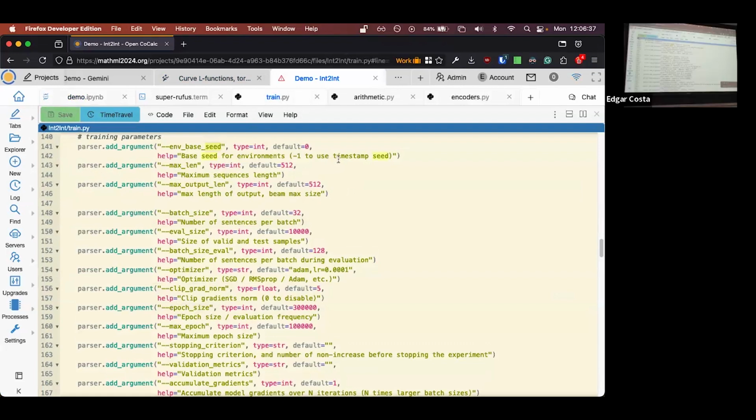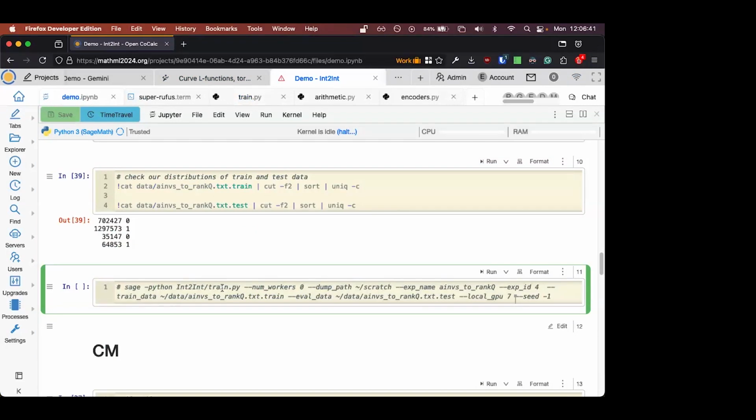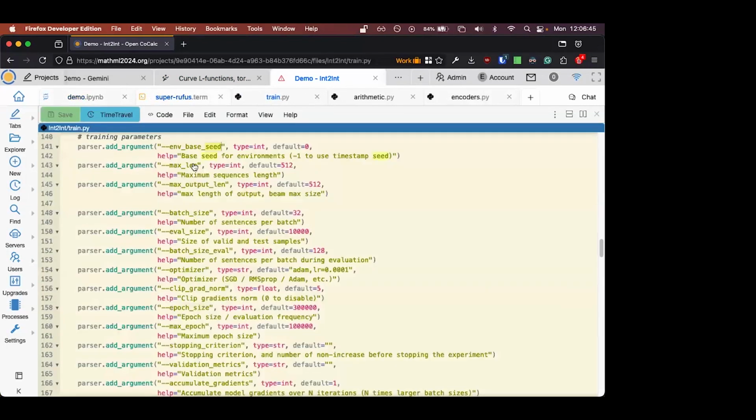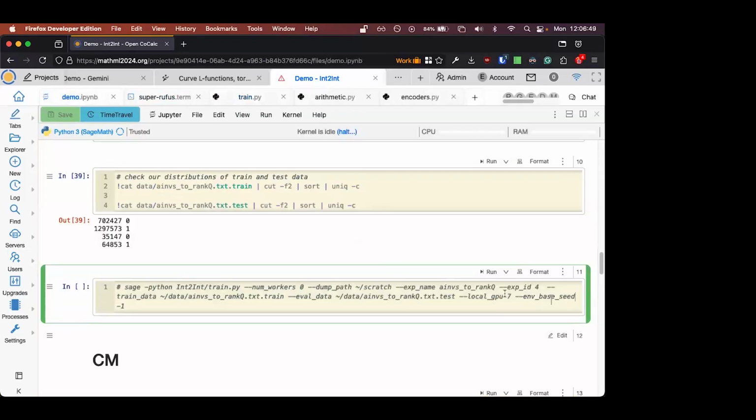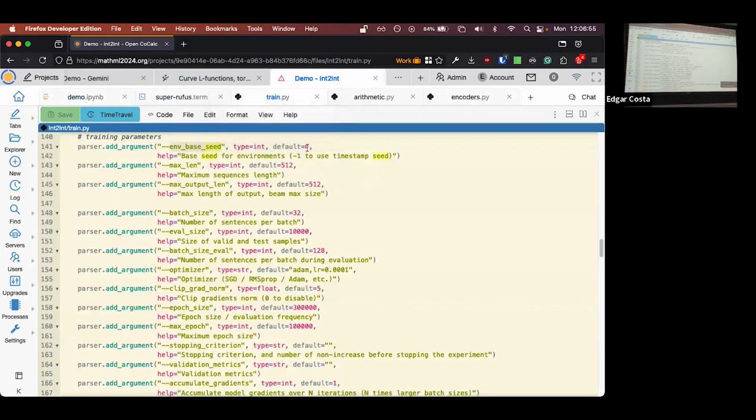You're right. Okay, so good point. So it's not seed, it's env-based seed, by the way, if you look at it. So that's env-based seed. You might want to make the default -1, which would be a safer thing. Actually, PY. Yeah, that might be a better idea.